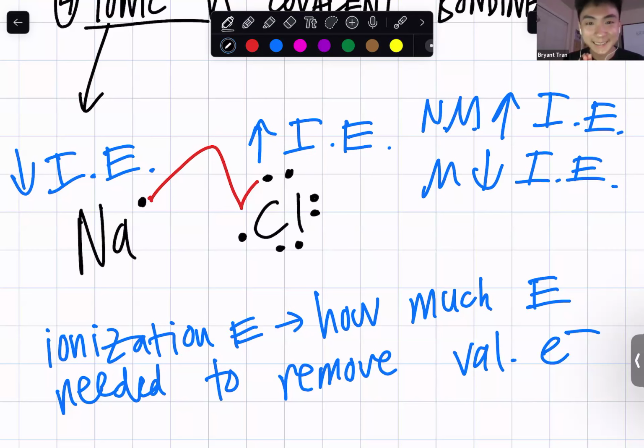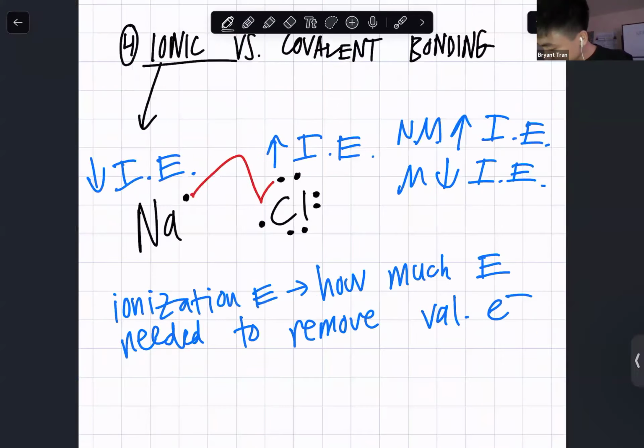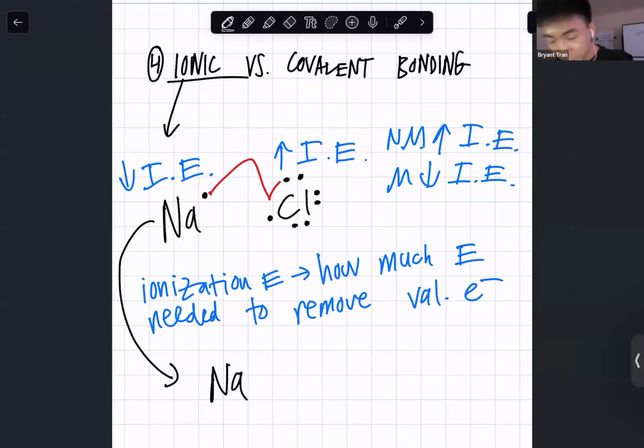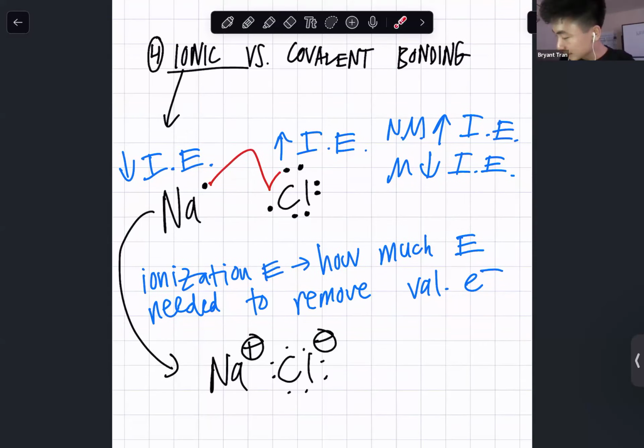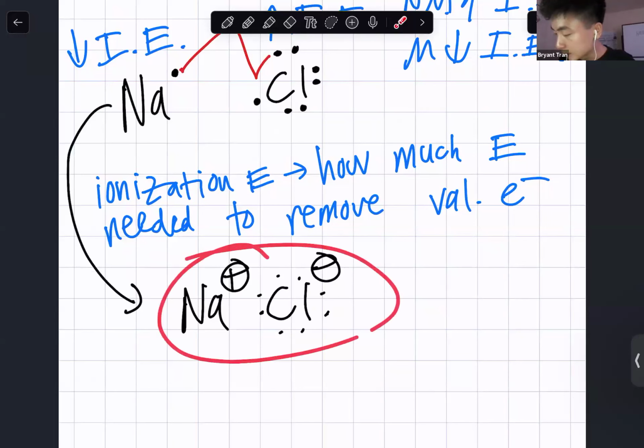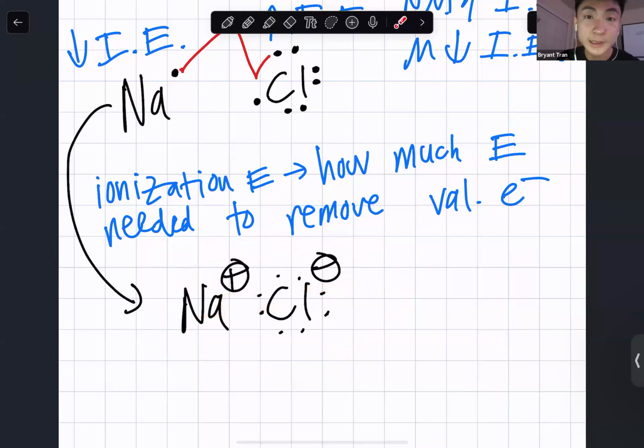Correct. And then after that, we would have a sodium with no electrons on its third energy shell anymore, making it positively charged. And chlorine, because it gained an electron, would be negatively charged, like that. And this is an ionic bond where a full positive charge is attracted to a full negative charge. They're going to float around each other like that because opposite charges attract.